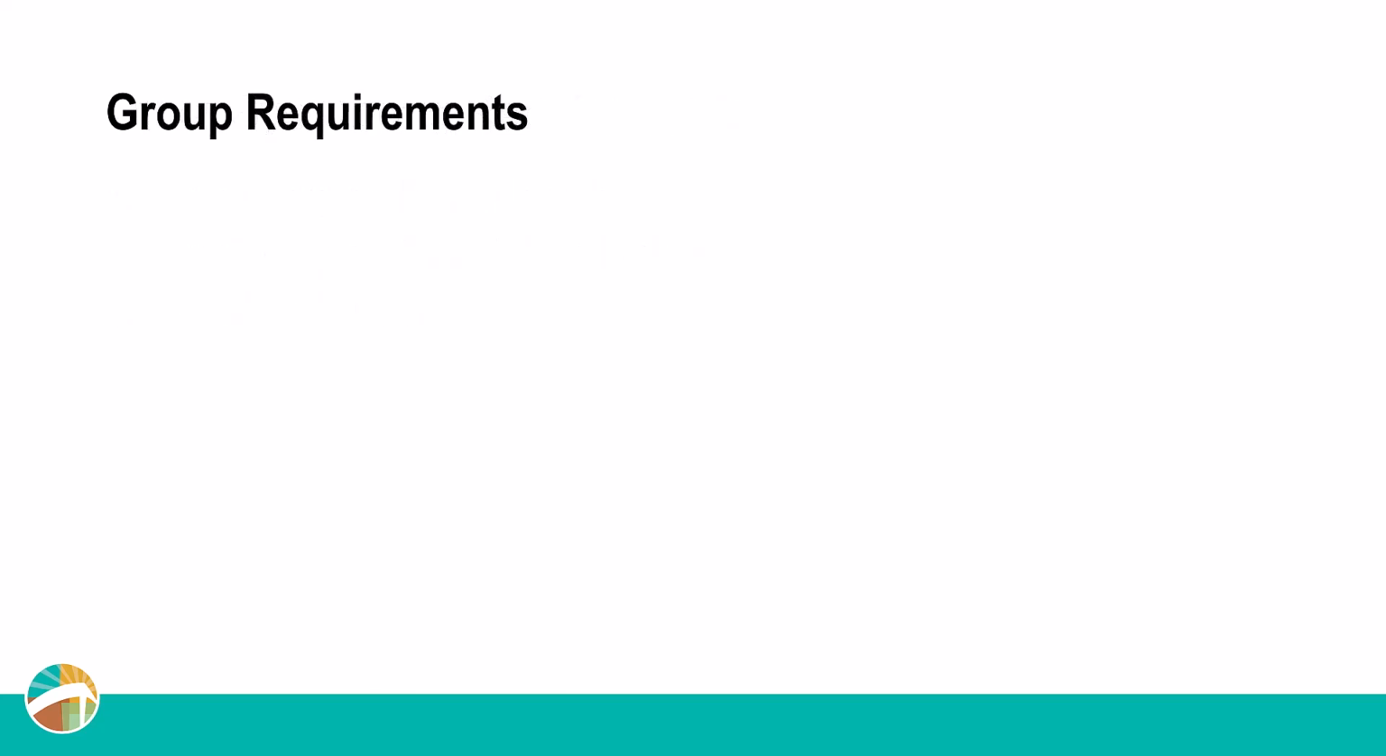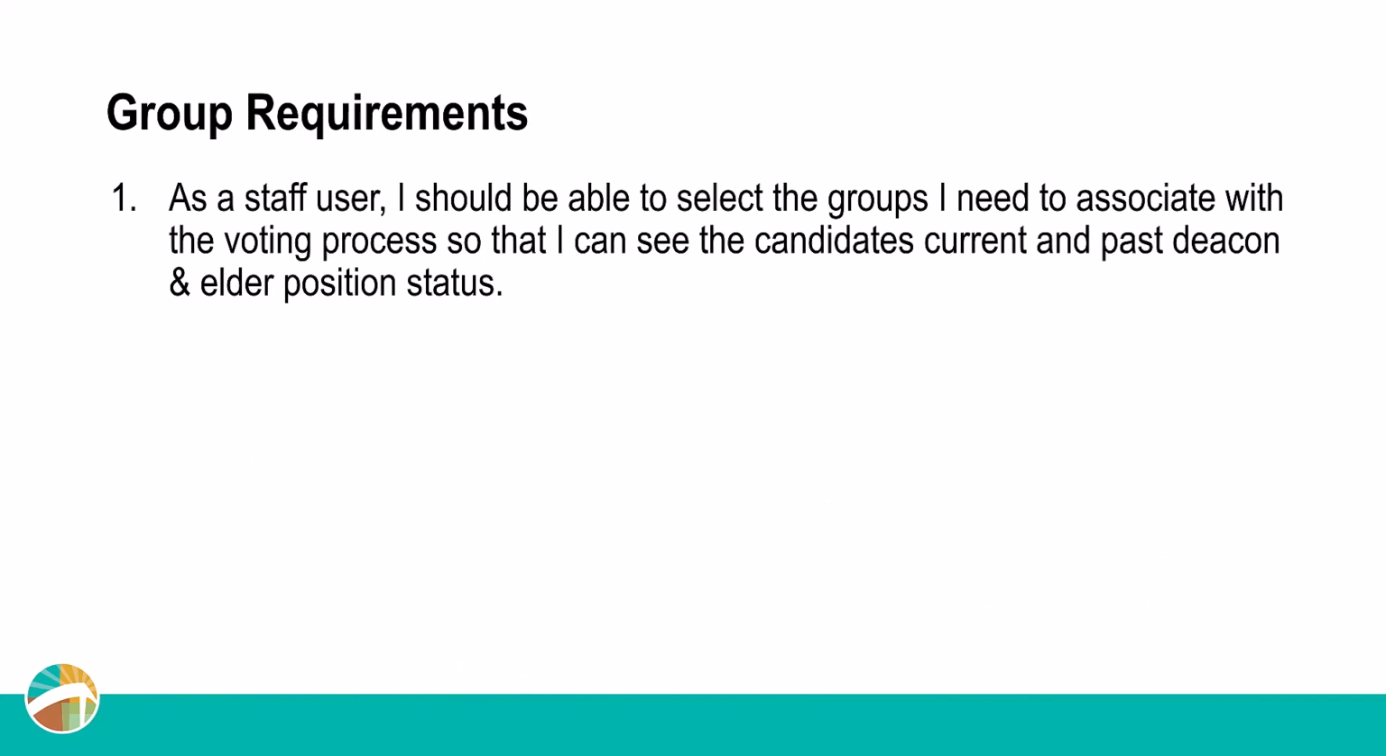And then we have group requirements. As a staff user, I should be able to select the groups I need to associate with the voting process so that I can see the candidate's current and past deacon and elder position status. So we also need that to be able to see who we're actually voting for that year, which I'll talk about at the very end of this list.